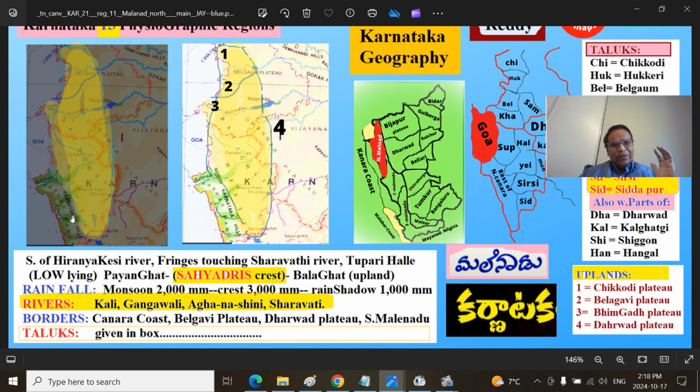region has the Sahyadri mountains or Western Ghats, with the crest regions and the Balaghat upland regions, and they merge into the low-lying Payangat region, that is essentially the plateau region, the Bayalu Seema region. Because the monsoons come here, they interrupt and the western part gets heavy rains, 2000 to 3000 millimeters. That is a very good rainfall. How do you compare that?